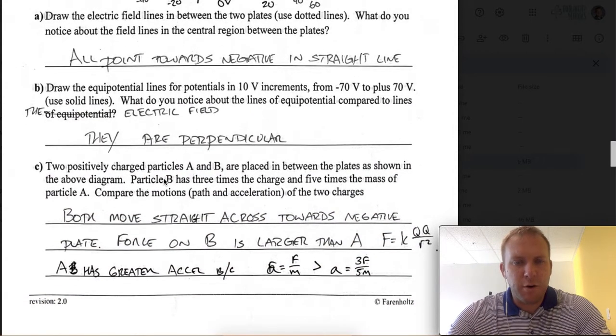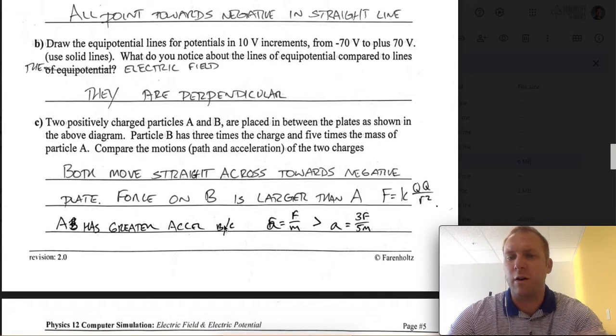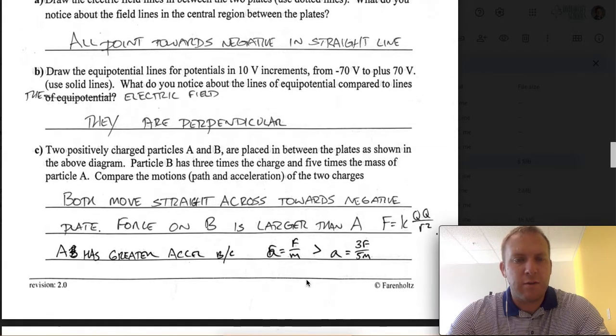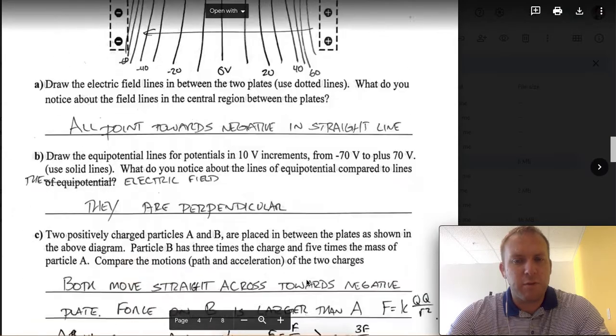Two positively charged particles A and B are placed as shown. Particle B has 3 times the charge and 5 times the mass. Compare the motions. So both of them are going to move straight across towards the negative plate. However, I said that the force on B is larger than A. You can't use this equation necessarily. You have to use E equals F over Q. However, I said A has a greater acceleration. Basically, acceleration is force over mass, versus 3 force over 5 mass. So that's kind of how you can compare their forces and their accelerations.